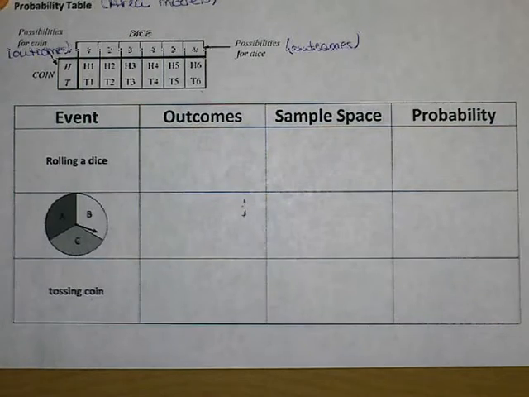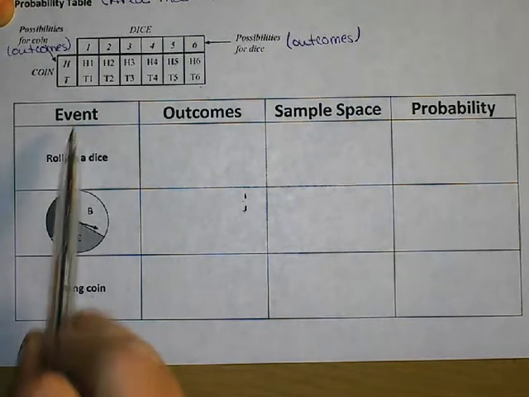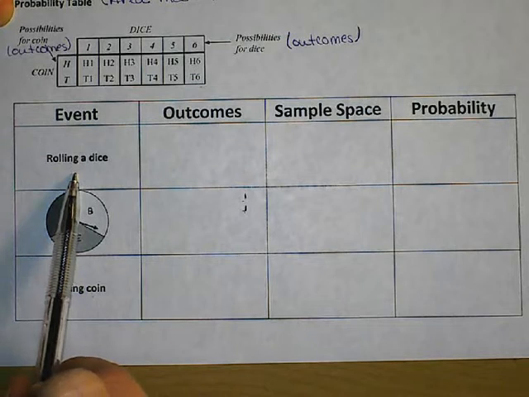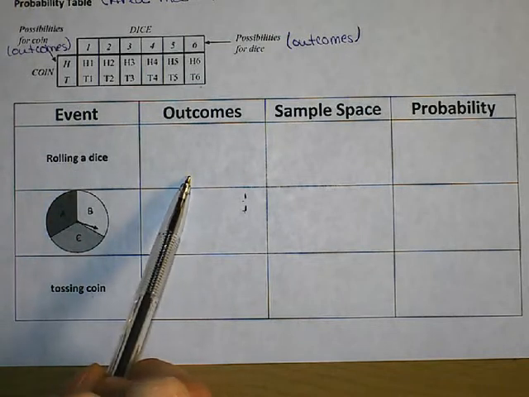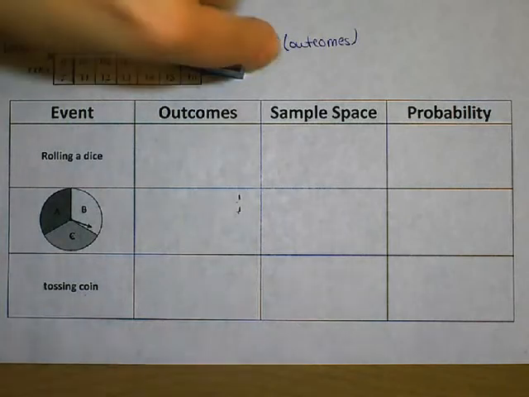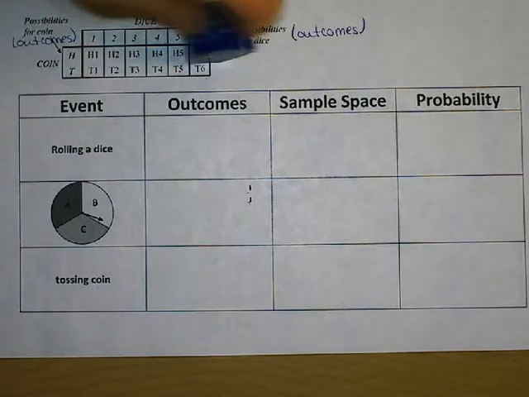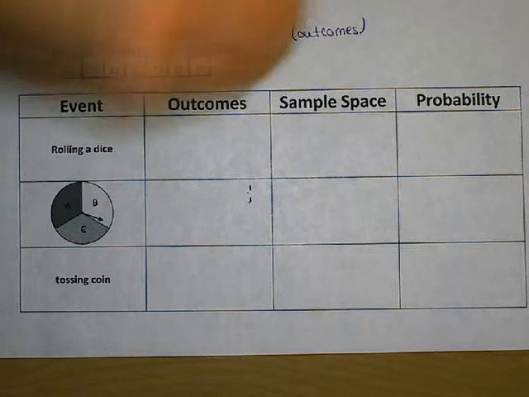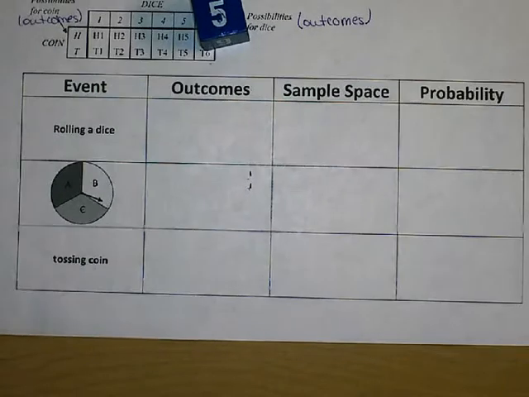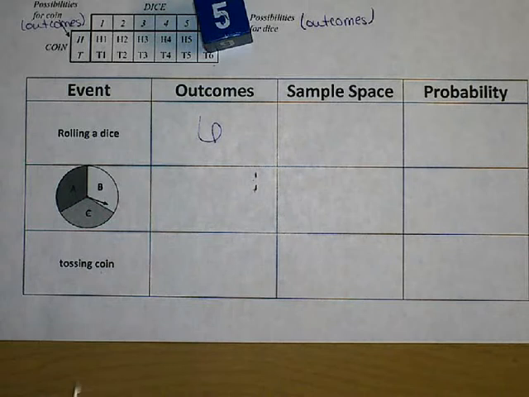Let's use some of the vocabulary to complete the table below. In the event of rolling a dice, how many outcomes do we have? Let's take a look at the dice. How many sides are on the dice, and what numbers do we have? You are absolutely correct. There are 6 outcomes when you are asked to roll a dice.